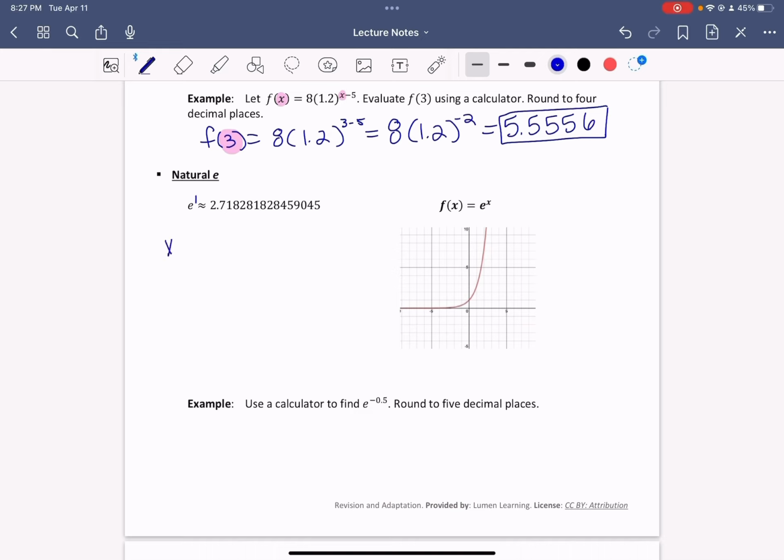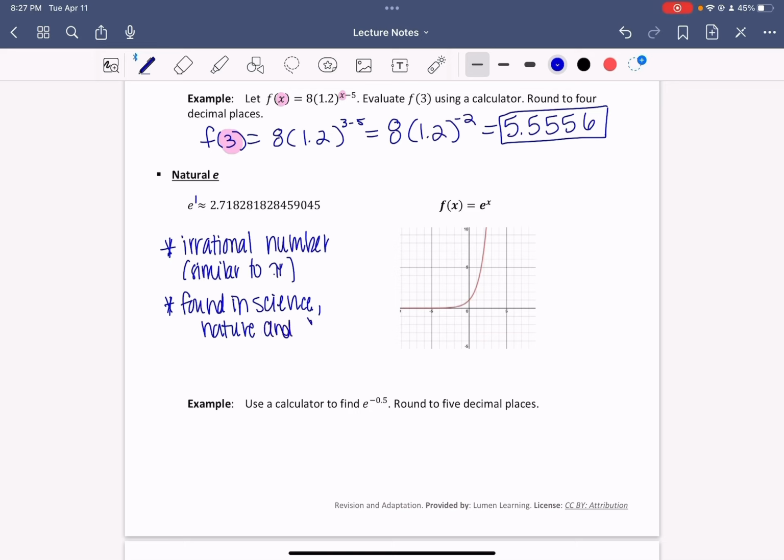And so things we know about E, it is an irrational number. It's similar to pi. You remember working with pi maybe in grade school, 22/7, 3.14, things like that. So it is a symbol that represents a number. And what it is, it's found in science, nature, and finance. And we'll see this in some examples to come.